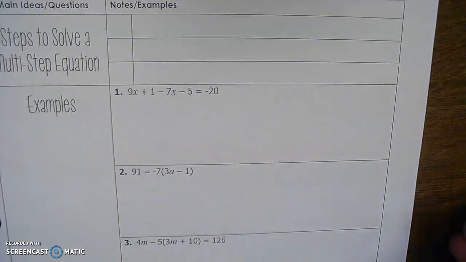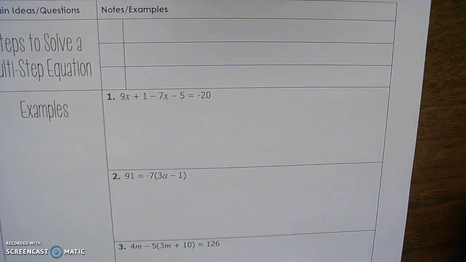On page 2-1 of our notes, so that's Unit 2, page 1, we are going to solve multi-step equations. So in Unit 1, we solved one-step and two-step equations, so now these will take a little bit more. There's 3 different things we have to look for.